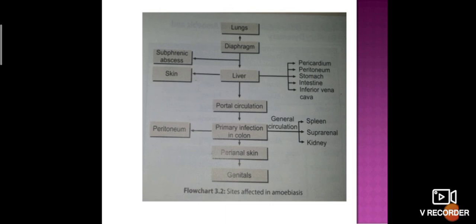So this is the flowchart showing sites affected in amoebiasis. First the liver is infected, and then through the liver it affects the lungs, diaphragm, and skin, and the liver affects the pericardium, peritoneum, stomach, intestine and inferior vena cava. Then it goes to the genital area, and through that it affects the spleen, suprarenal glands and kidney.